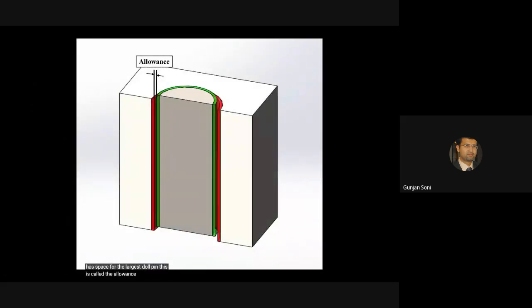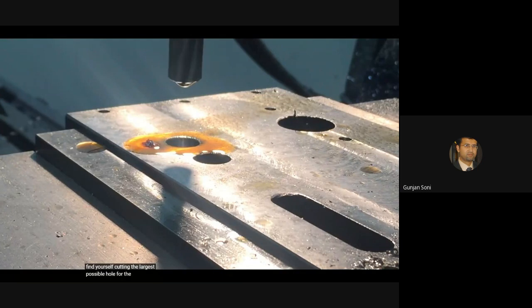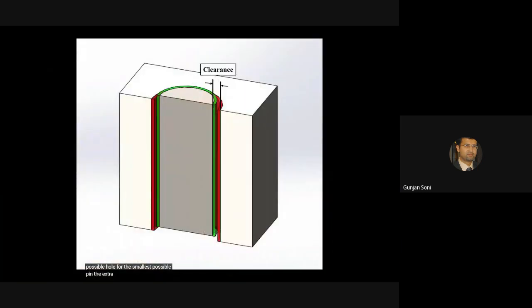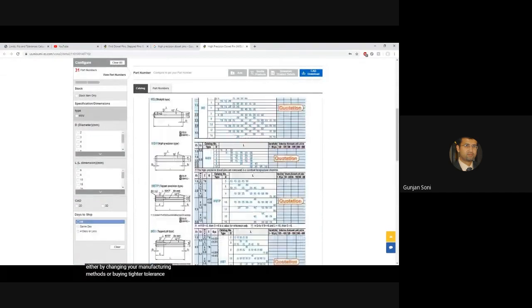This is called the allowance, and is typically something you choose. You're allowing, say, 25 microns of space between the largest dowel pin and the smallest reamed hole. Because there will be other smaller pins and your reamer will sometimes cut larger holes, you may also find yourself cutting the largest possible hole for the smallest possible pin. The extra space on top of the allowance is called the clearance. If the clearance is too large, the fit might not work. The only way to change the clearance without changing the allowance is to tighten up your tolerance zones, either by changing your manufacturing methods or buying tighter tolerance pins.